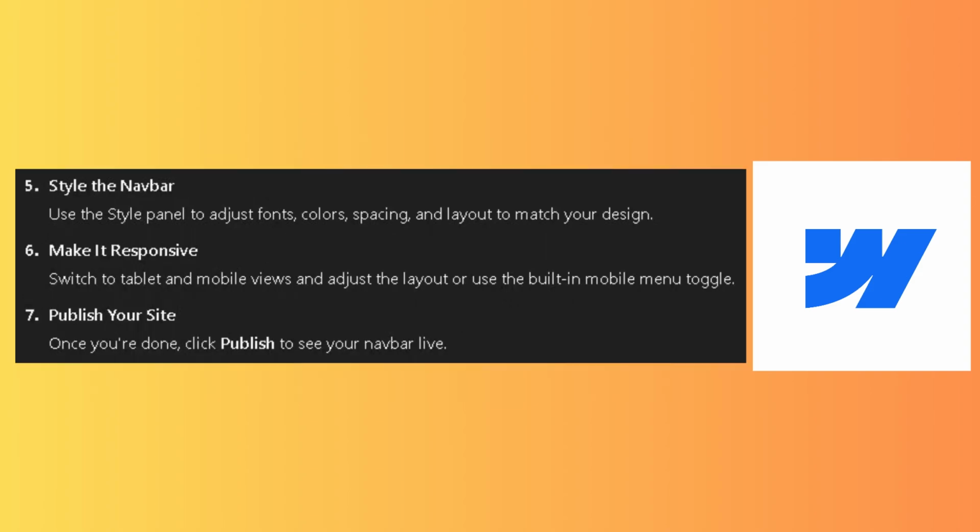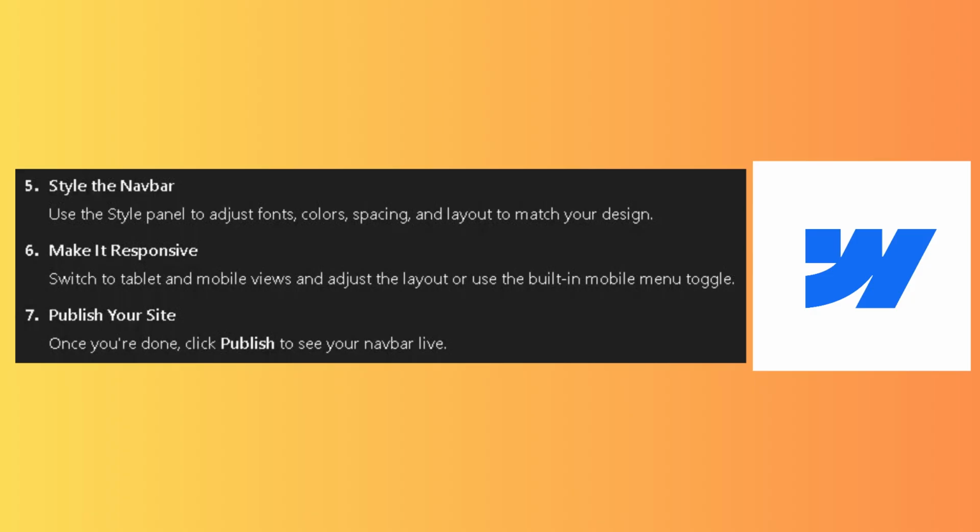Style the navigation bar. Use the style symbol or panel to adjust fonts, colours, spacing and layout to match your design and theme. Make it responsive. Switch to tablet or mobile view and adjust the layout or use a built-in mobile menu toggle.